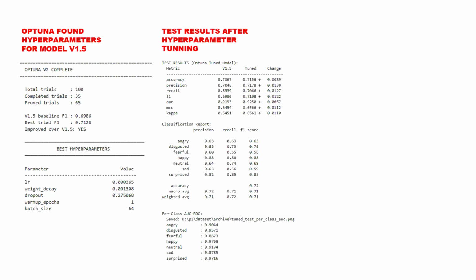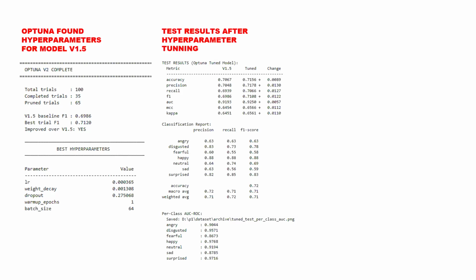Our parameter values in 57 trials were different. During 100 trials, we got the best hyperparameter values as learning rate 0.000365 and the different weight decay, dropout, warm-up epochs, and batch size. Then the final classification report per class you can already see in this. So we got results during 50 trials and during 100 trials.